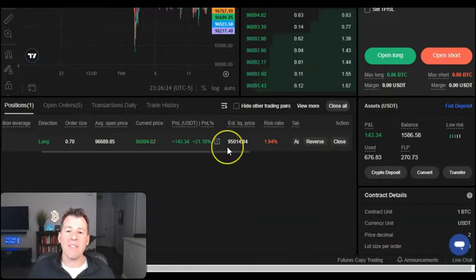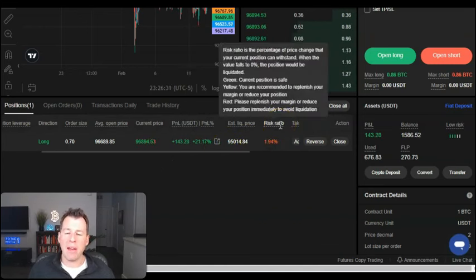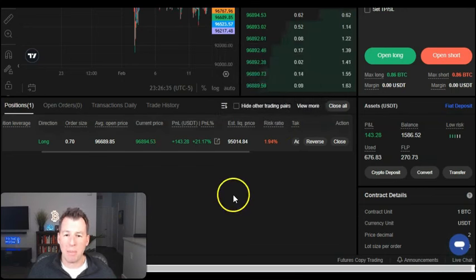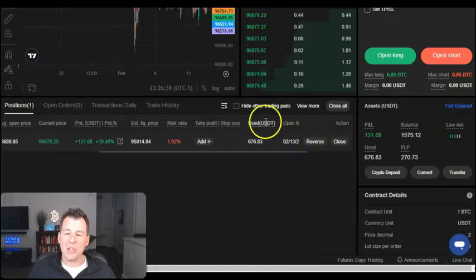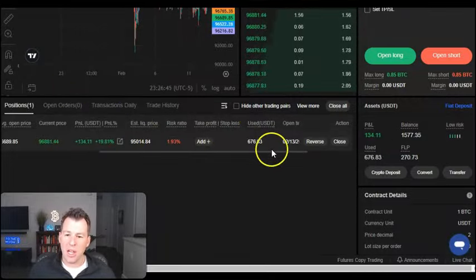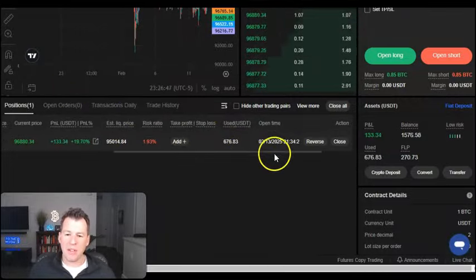Liquidation price, 95,014, so quite lower than current price. I'm looking pretty good right here. Risk ratio, that means that's the amount that BTC price has to drop from current levels for me to be liquidated. That's 1.9%. Looking pretty good. Use, that is the collateral outstanding, $676. So that is what I lose if my position hits the liquidation price. Position was opened on February 13th at that exact time.